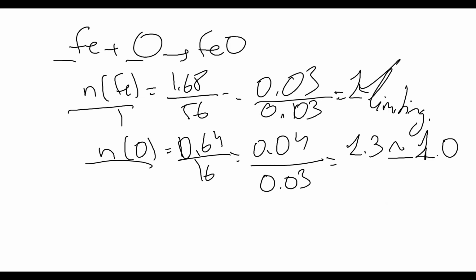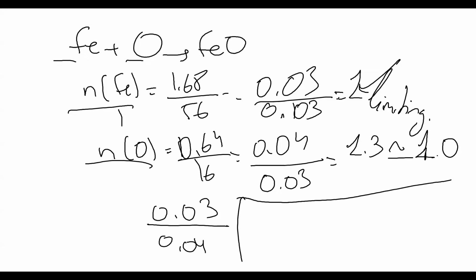So I guess the only problem was that we have to calculate the mole ratio of iron to oxygen. So we should calculate the mole ratio. What should we do? Divide 0.03 over 0.04. The only trick here, as I told you, is that this is so tricky, so we always have to find the trick. We have to find the mole ratio of iron to oxygen. What is the mole ratio of iron to oxygen?